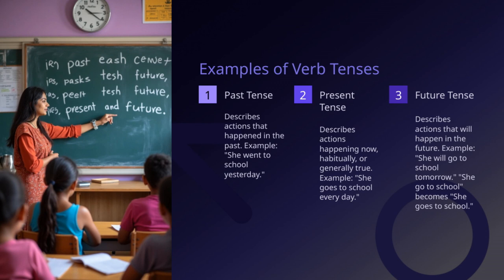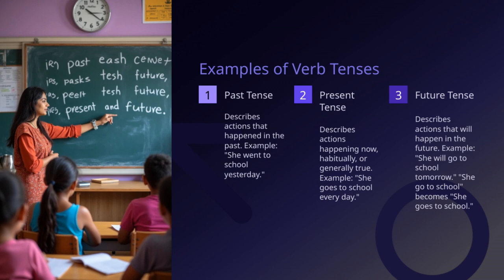Next, we have the present tense. This tense describes actions that are happening now, happen regularly, or are generally true. For instance, "She goes to school every day." It indicates a habitual action or a general fact that is always true. Finally, there's the future tense, which is used to describe actions that will happen later. For example, "She will go to school tomorrow."